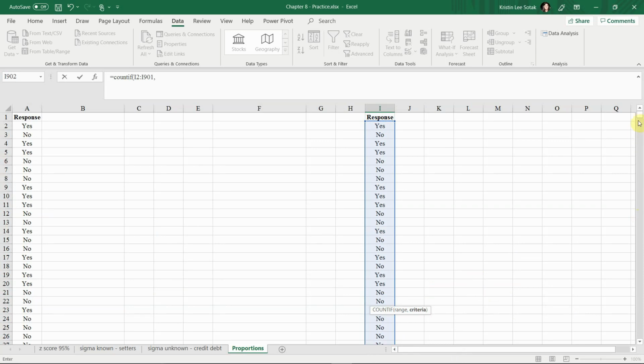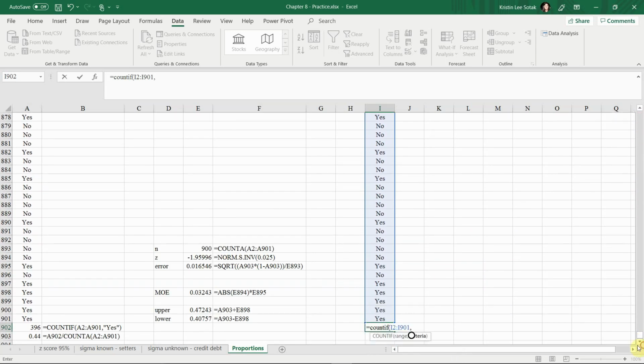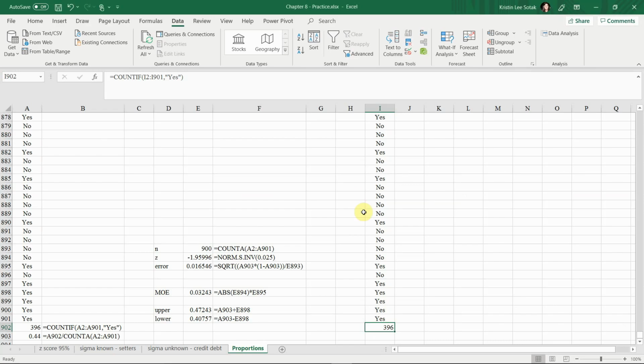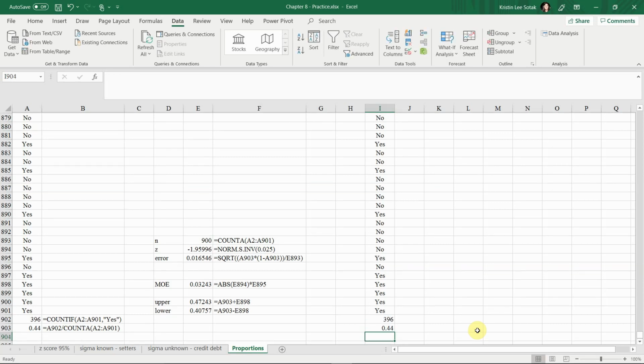And then the criteria, what has to happen. We want Excel to count the cells that have yes in them. Because they're characters, words, we have to put it in quotes. So we put yes in quotes, and I think it's case sensitive. So yes, capital Y, lowercase es, close our parentheses and hit enter, and we get our 396, which is what is given in our example. We know that 396 said yes. In terms of proportions, that's just that number divided by our sample size, which is 900.